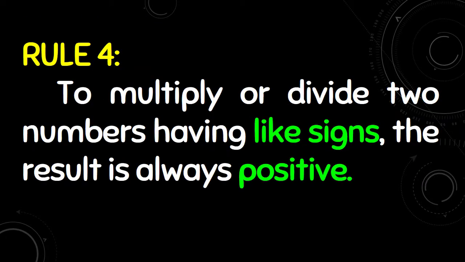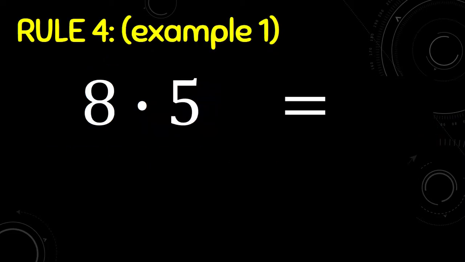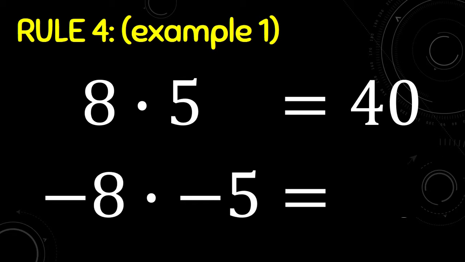Rule number 4. To multiply or divide two numbers having like signs, the result is always positive. For example, positive 8 times positive 5 is equal to positive 40. Next, negative 8 times negative 5 is still equal to positive 40. In other words, positive times positive is equal to positive. Negative times negative is equal to positive.